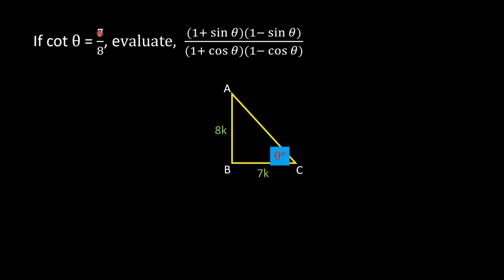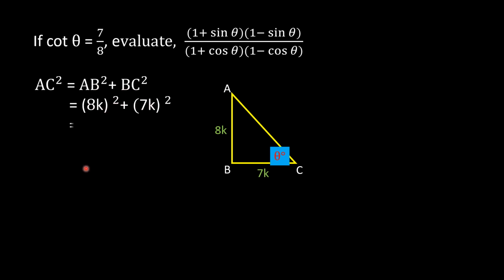Cot theta is a ratio and it is defined as BC divided by AB. So we will put BC equals 7K and AB equals 8K. Now we have to find AC squared. So by Pythagoras we will write AC squared equals AB squared plus BC squared. We will substitute the values 8K for AB, 7K for BC.